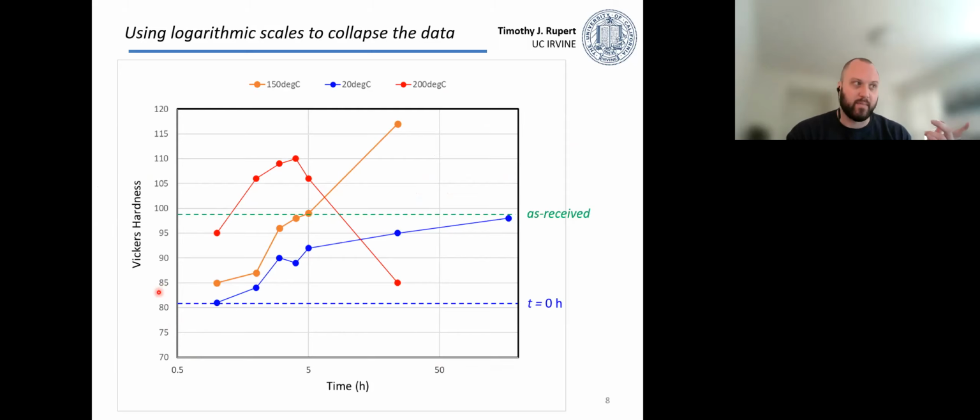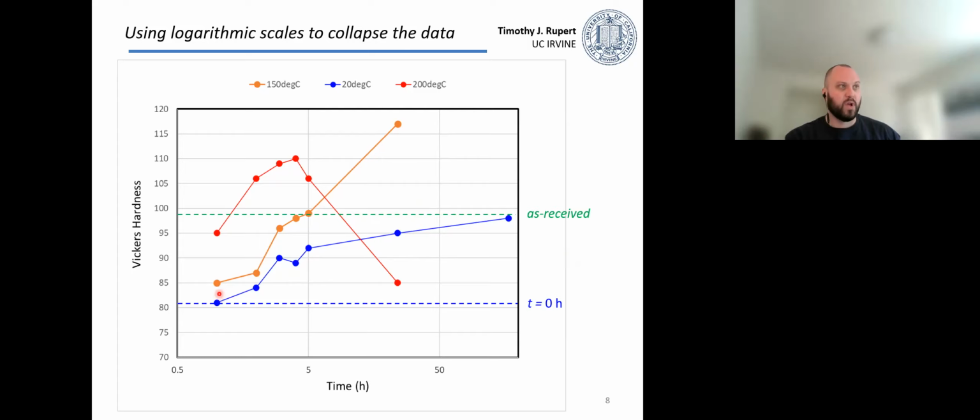So that's my same data. I would put a line on here to denote time equals 0. So that's where all the data points started. And in this case, I also put a line at 99 Vickers hardness. So that's our as received data. So you can start to get a better sense and see all the data together.